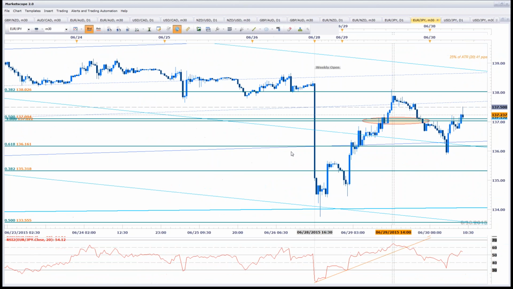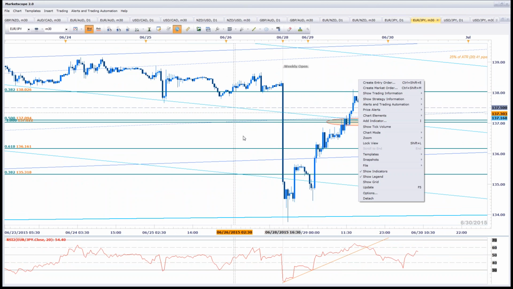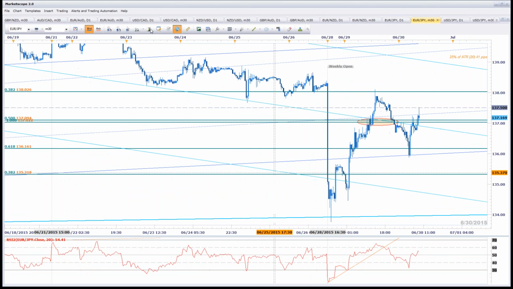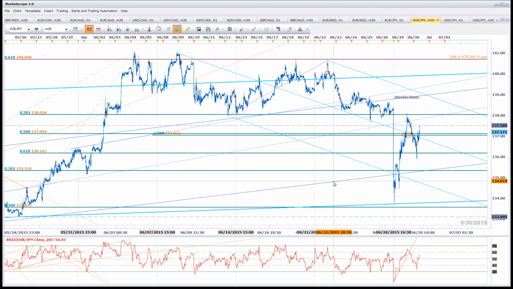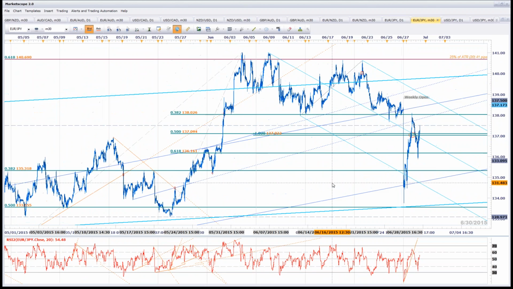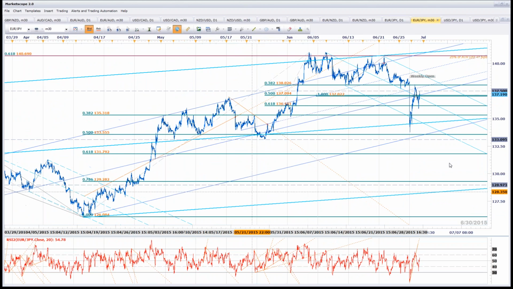On the near term, since the weekly open, you gapped. You pretty much filled the gap. Missed it by a couple of pips, but again, markets aren't static, so we're not going to hang on that. Let's make these trend lines snap. There we go.